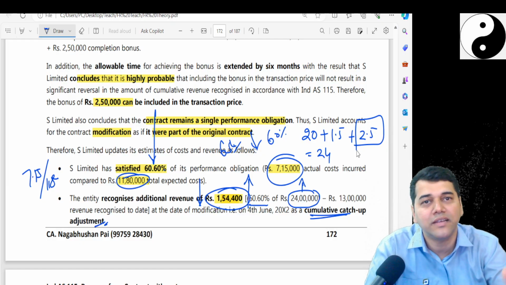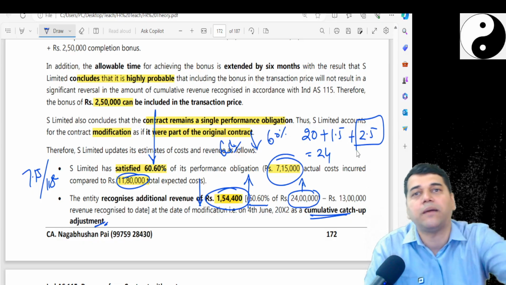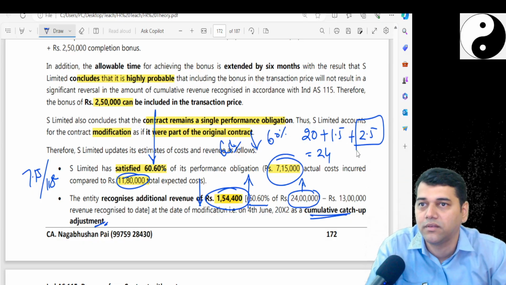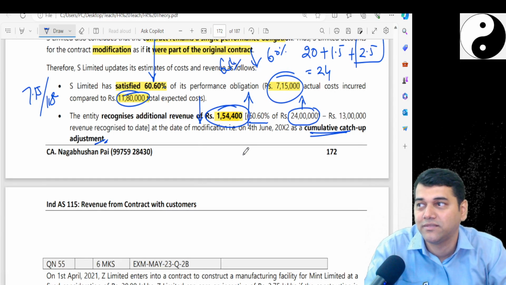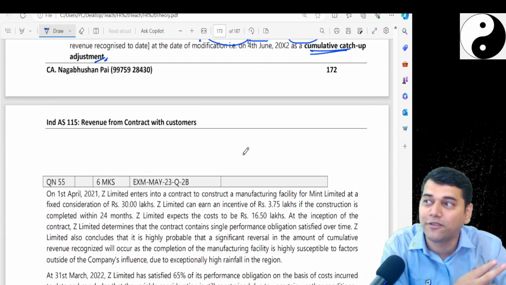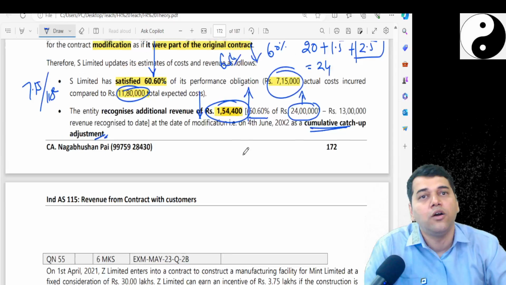That's why they gave these relaxations that you can apply prospectively. But see to it that management does not play with it. That's why they say estimation should be consistently followed. Okay, are you clear, students?